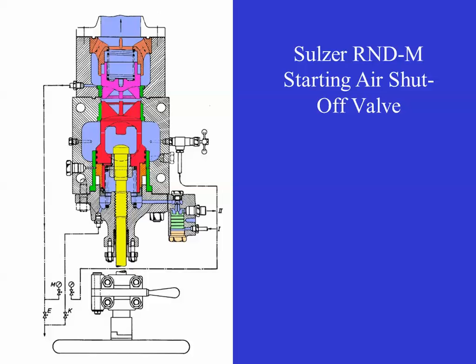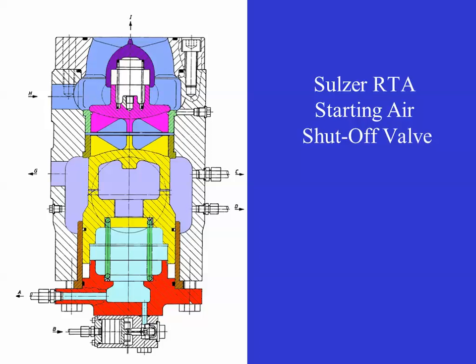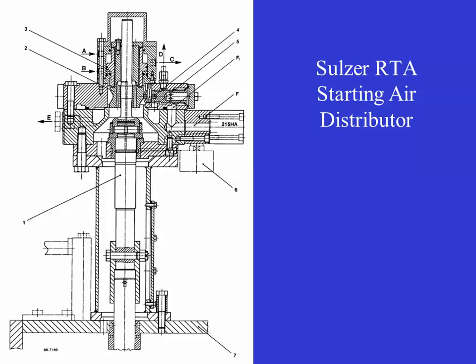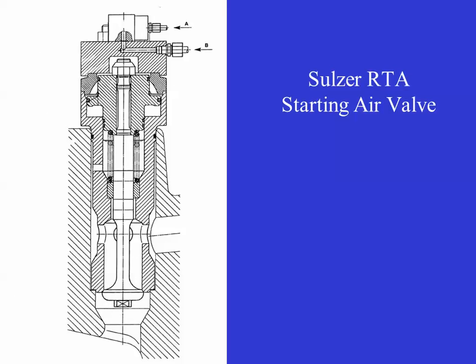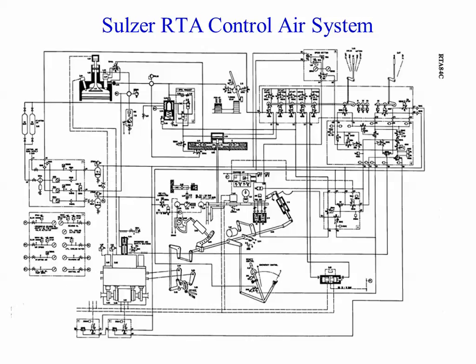Here's their start air shutoff valve, and again, these are used as a block valve, and they can be triggered either manually or automatically through your throttle control. And then this is their control system for the start of the engine. And these are the pneumatics.